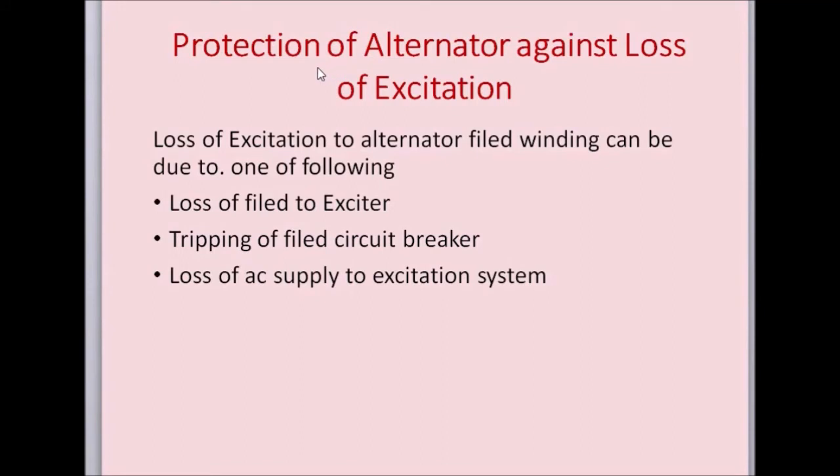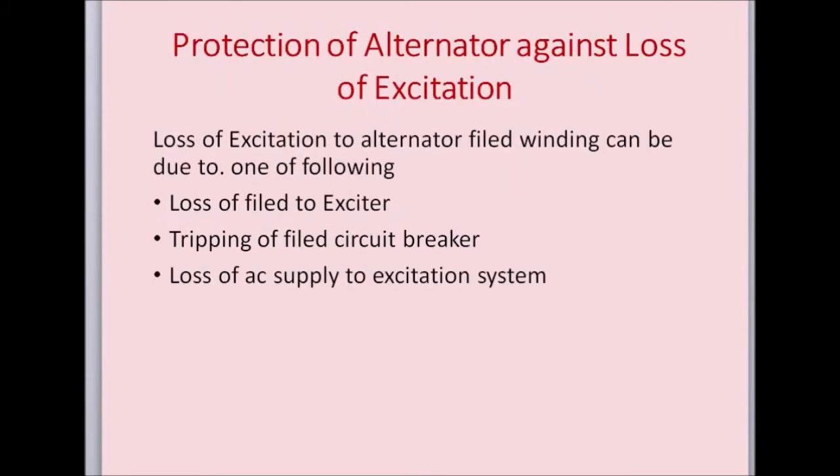Now we will discuss protection of alternator against loss of excitation. Reasons for loss of excitation are loss of field to the exciter itself, tripping of the field circuit breaker, and loss of AC supply to the excitation system.